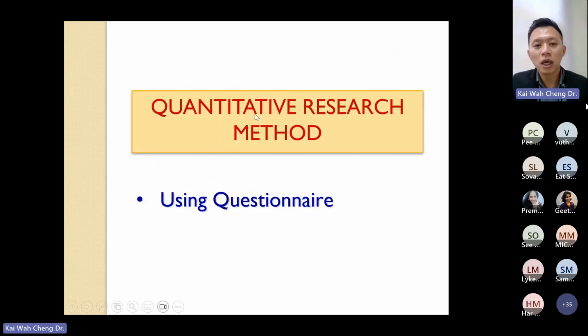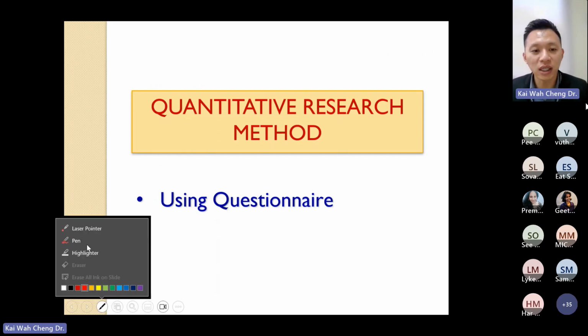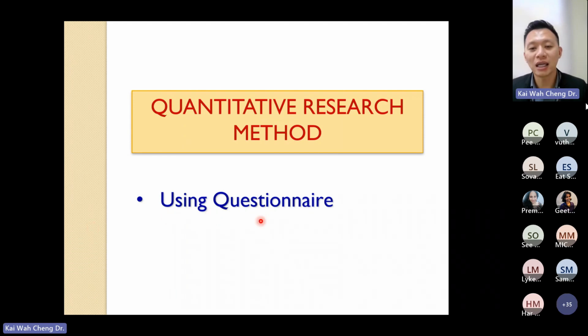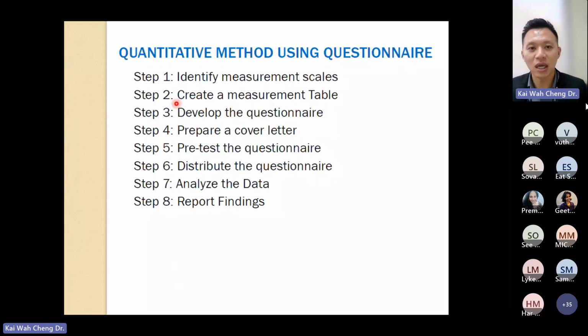Okay, so now I will explain to you what a quantitative research method is. If you want to conduct a quantitative research method, it means you are collecting the data by using a questionnaire. There are 8 steps under a quantitative research method, starting from stage number 1, identify measurement scales, until the final step, report findings. So I can say this is a checklist for us if we want to conduct quantitative research. Now we will look at the steps one by one.